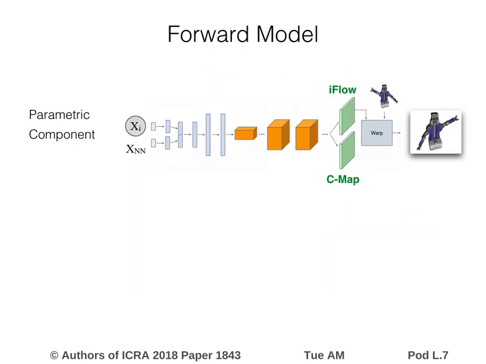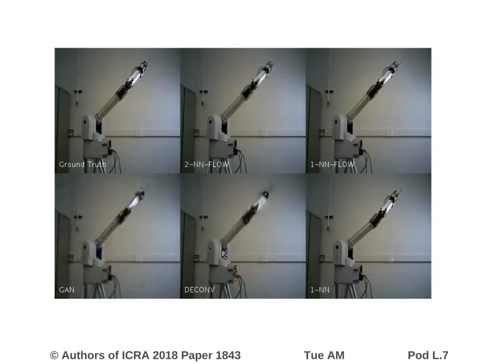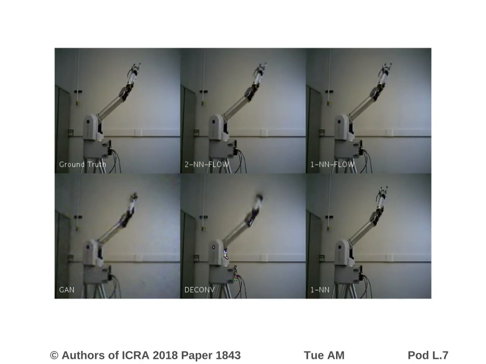Our network contains a parametric component which takes the current state and nearest neighbor vector and warps the nearest neighbor image to a new pose. The non-parametric component contains a KNN module for nearest neighbor selection. Each branch produces independent predictions, which are then weighted to produce the final image. We also test our approach on real-world robot data.